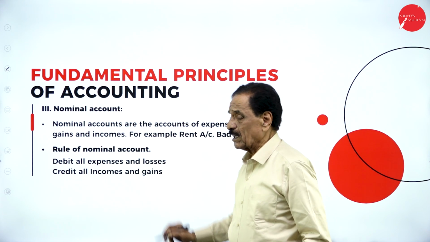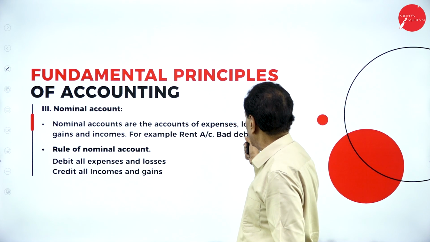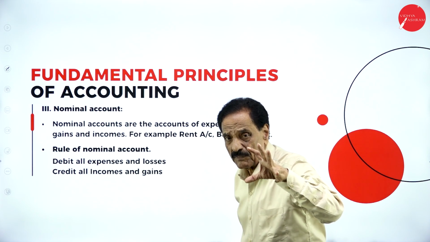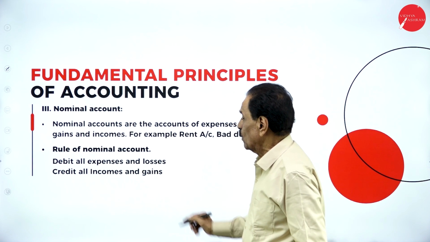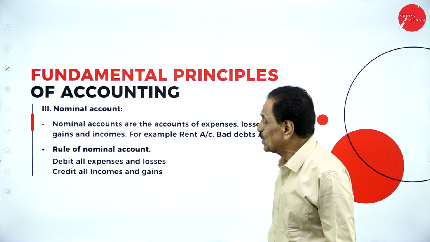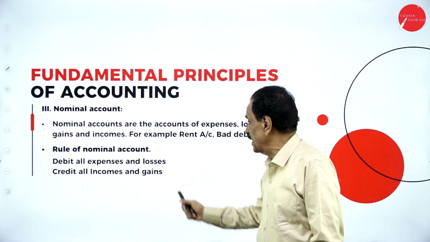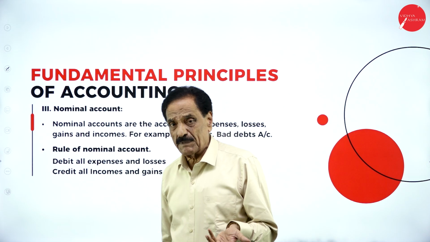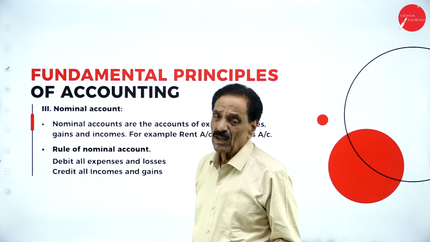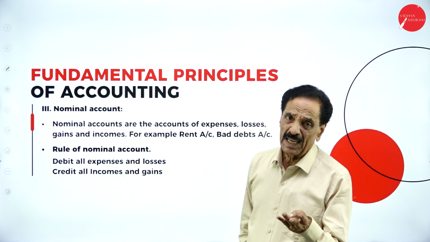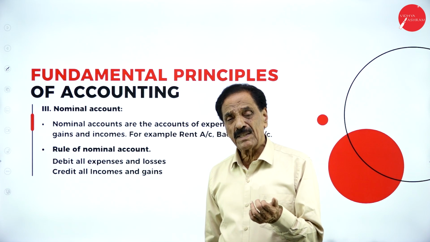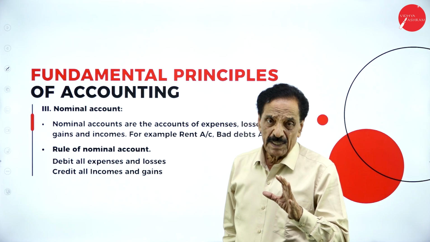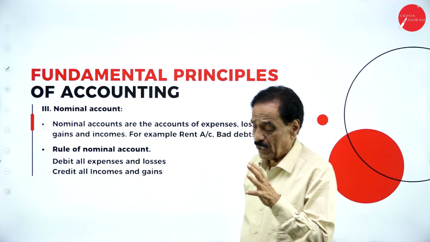Then nominal account. Nominal accounts are the accounts of expenses, losses, gains and income. Rule: debit all expenses and losses, credit all gains and income. If rent is paid, it will come on the debit side because it is an expenditure. Rent, salary, printing and stationery, postage, general expense, all these items will come here. The rule is debit all expenses and losses, credit all gains and income.